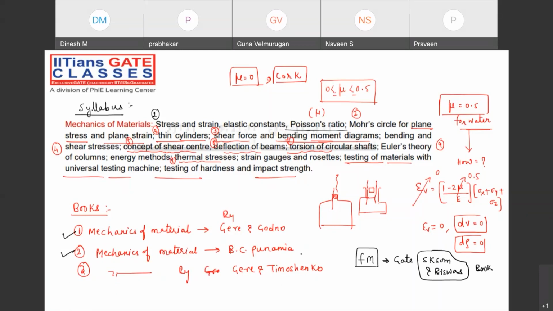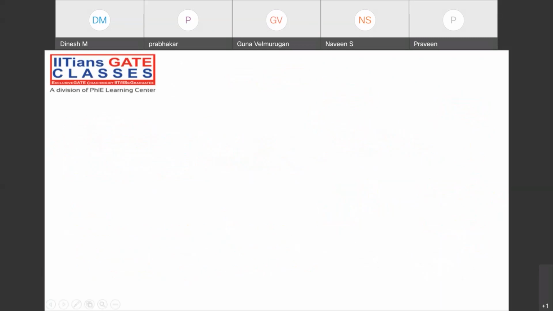Similarly, the mandatory books will be B.C. Punmia and Gere and Goodno. No question will be asked beyond these books. Suppose they are asking a very good level strength of materials problem, five problems in GATE, I'm talking about GATE 2023. If they give five such questions, you will be able to answer four. Definitely. That is my guarantee, if you just follow these two books.